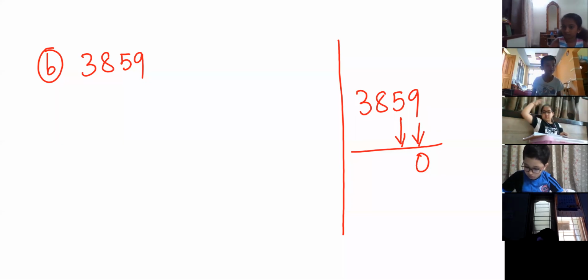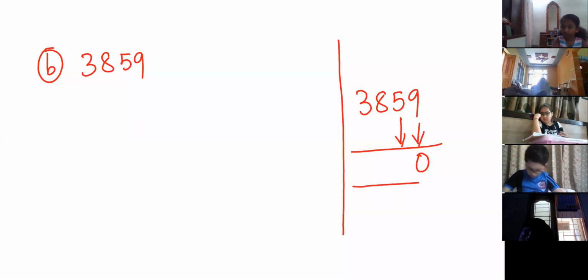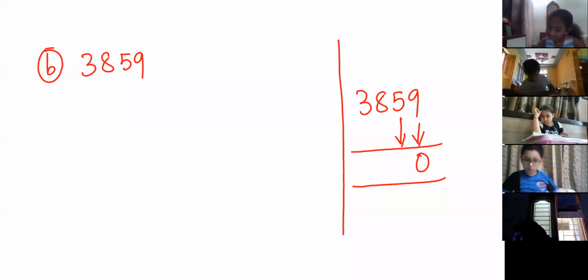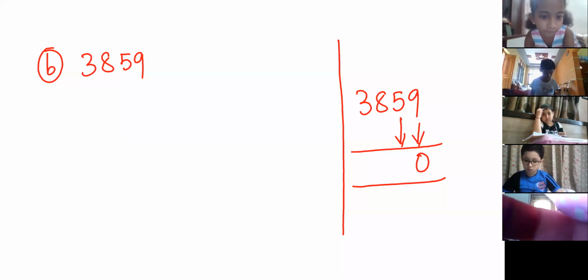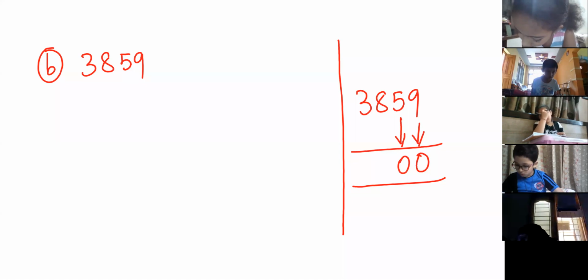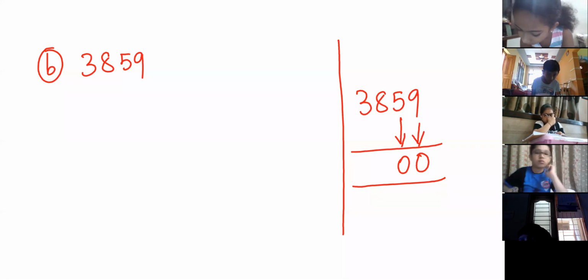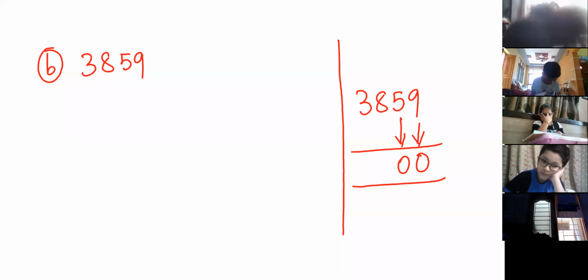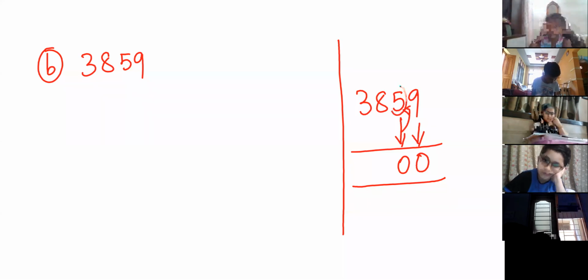Tens place 5 is greater than 4, so you should put 1. Here we are rounding off this number to its nearest 100, right? So the tens place number also becomes 0 here. Yes, ma'am. We are rounding off to nearest 100, so tens place number also becomes 0. Now go back to the tens place and check the number which is in the tens place. Yes, Sanvi?